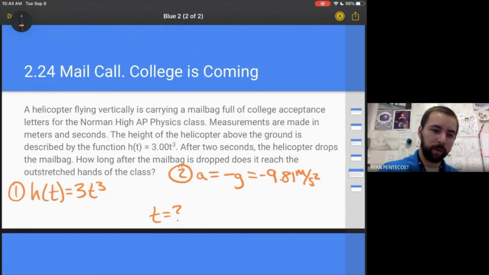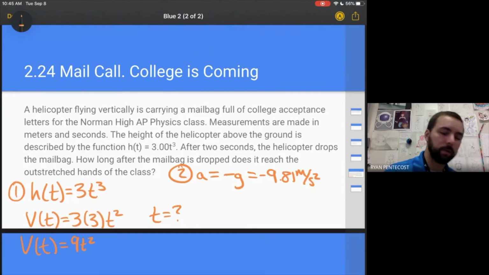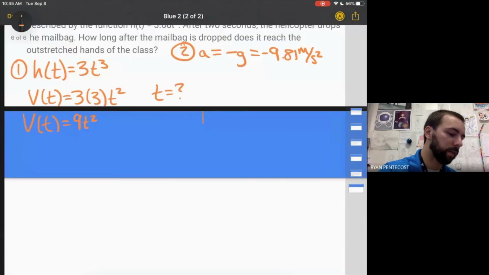So let's figure out what we know. We have the position function. We can find the velocity function. So let's find the velocity function. That would be bring down that exponent times your coefficient, then decrease your exponent by 1. So that would give you 9t squared, right? So first, we need to figure out information on this first section before we can go on to the second section.